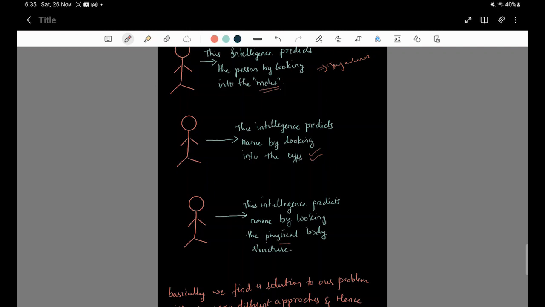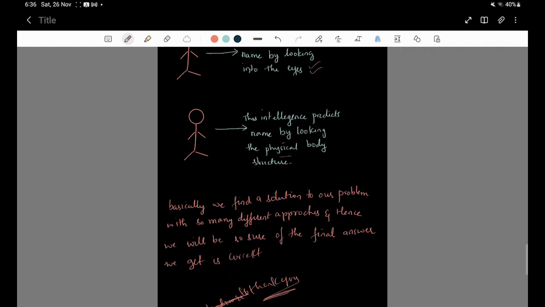Tree 2 may have been built in such a way that it is looking into the eyes of the person, and it may be saying whether the person is Jaya or Chandra or Jayachandra. Now tree 3 may have been built in such a way that it may be predicting the person's name by looking into the physical body structure of that person. Similarly, there may be n trees built with n different intelligences in them.